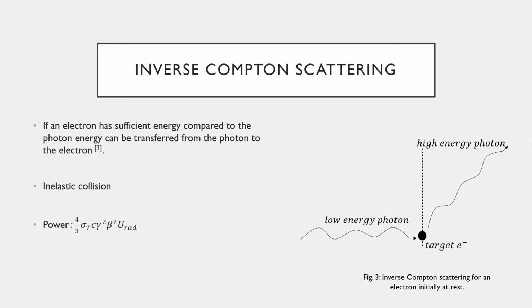If an electron has sufficiently more kinetic energy than the photon, inverse Compton scattering takes place. The photon takes some of the electron's energy, resulting in a higher energy photon. The power radiated by the photon is proportional to the radiation energy. In the diagram, we can see a low energy photon hitting a high energy relativistic electron, thus resulting in a high energy photon.